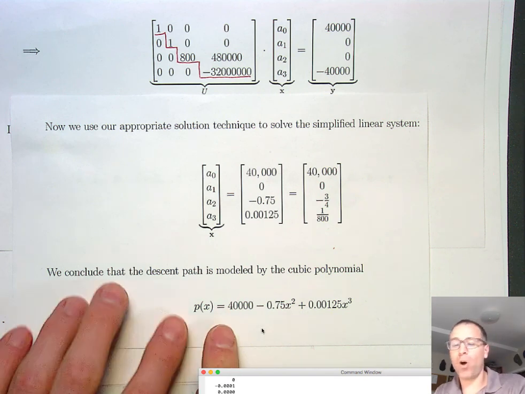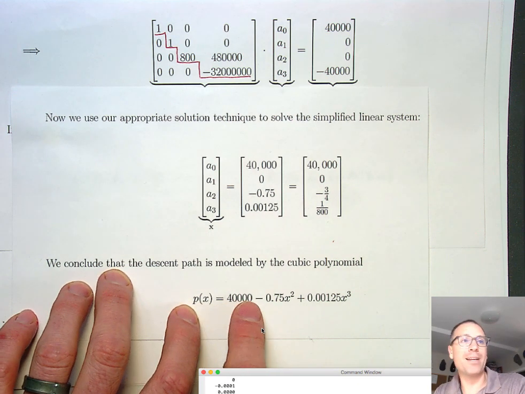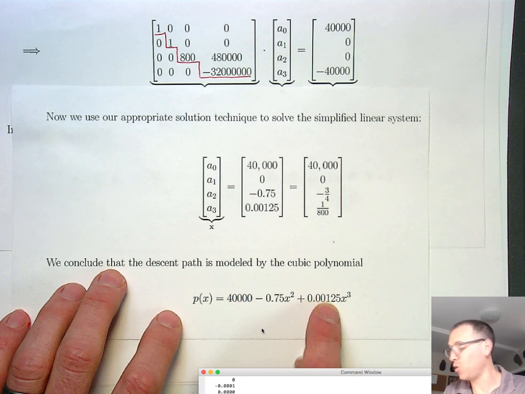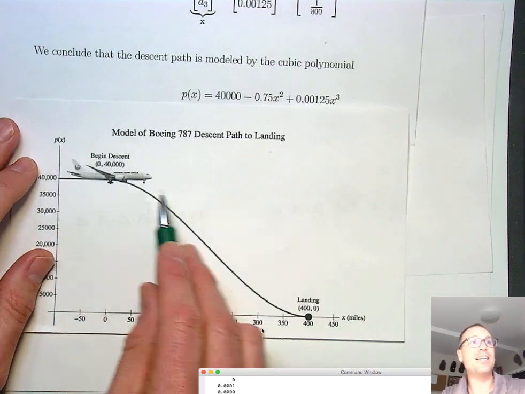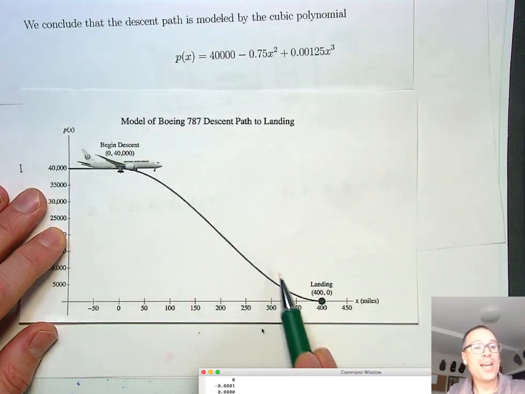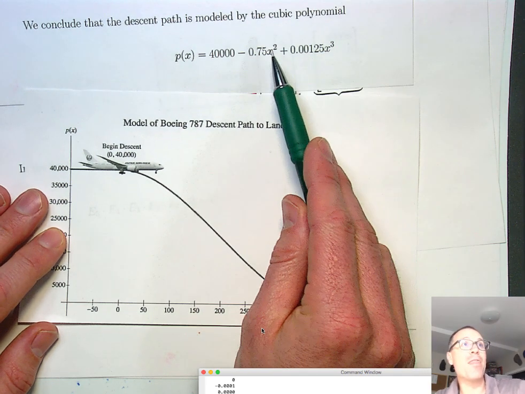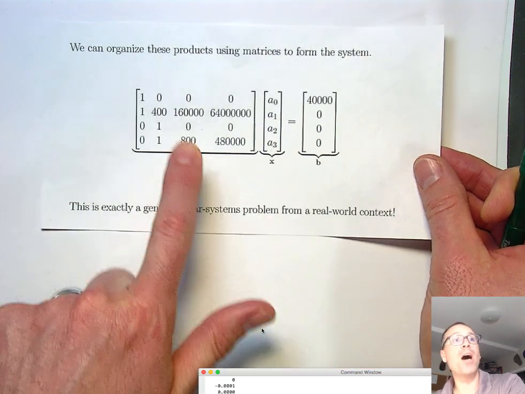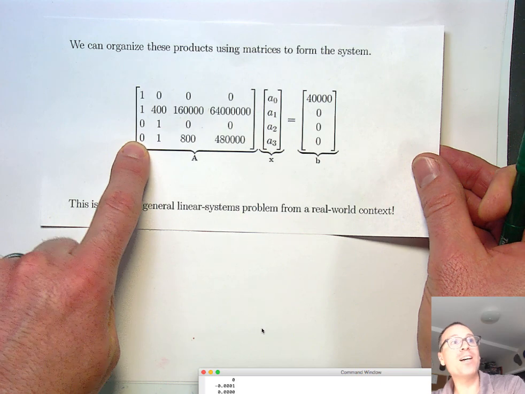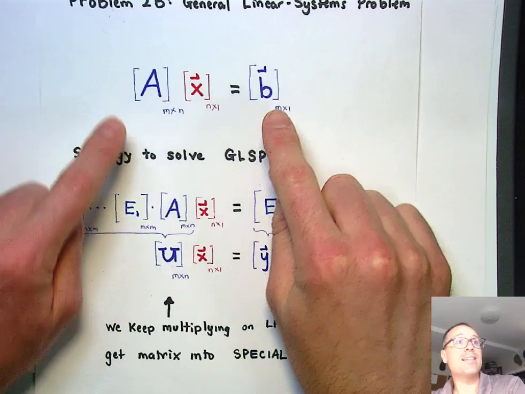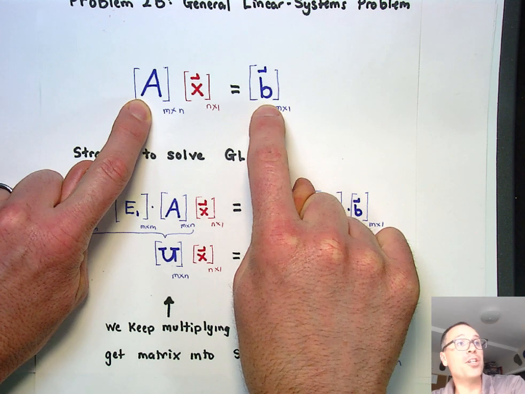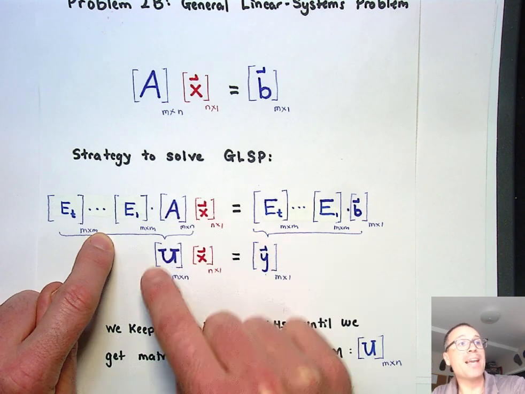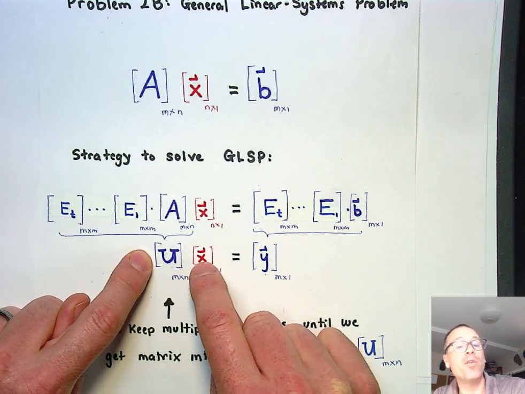And then this yields the polynomial p of x is 40,000 minus 0.75 x squared plus 0.00125 x cubed. In other words, when I look at this descent path, the polynomial equation that defines that cubic is given by this function with these set of coefficients, and those coefficients came from solving our original linear systems problems, but we didn't work with them in this form because the actual algebra of this is really, really messy. Instead, what we did is we took our original modeling coefficient matrices, applied a sequence of elementary transformations to make it much more algebraically easy to find our unknown vector.